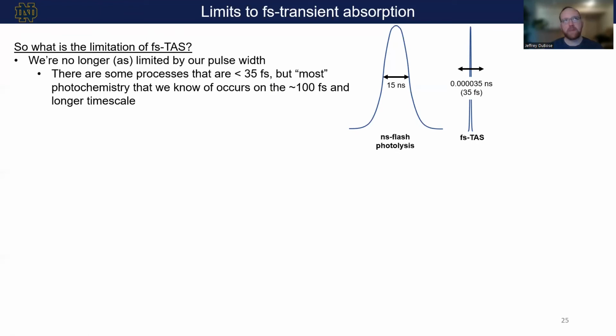Because of course, as attosecond laser pulses, which are 3 orders of magnitude shorter, become more and more common, there might be a whole set of interesting physics and chemistry that we can probe with those lasers. But for now, what we care about is typically on the many femtosecond to picosecond to nanosecond and beyond timescale. So that's all to say, the limitation isn't so much in the shorter end of the time resolution, it's in the upper bounds of time resolution for femtosecond TA.